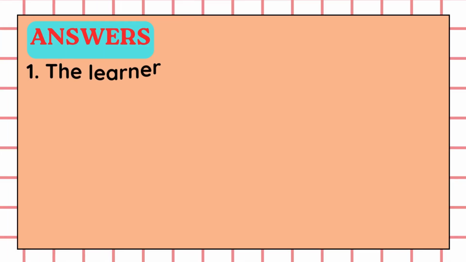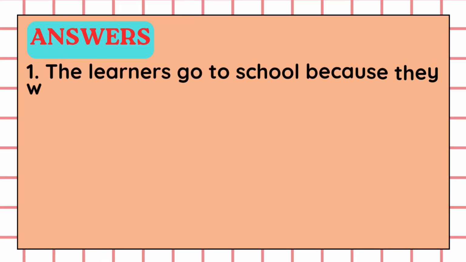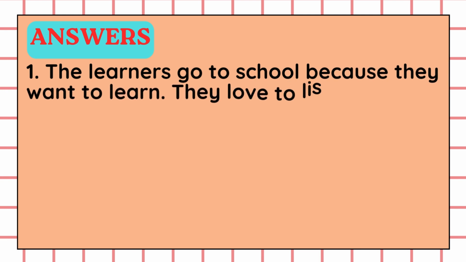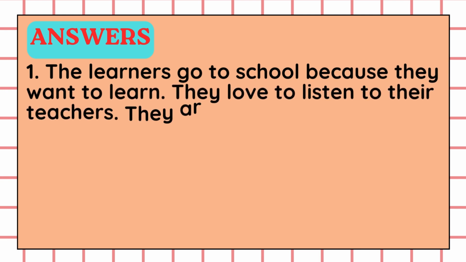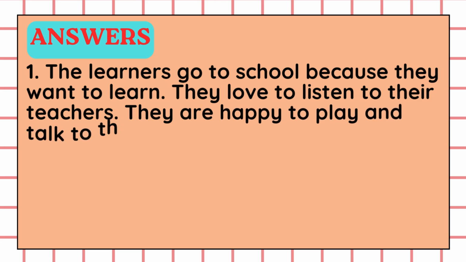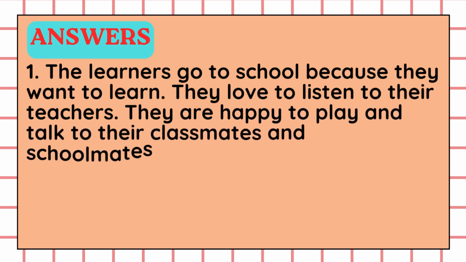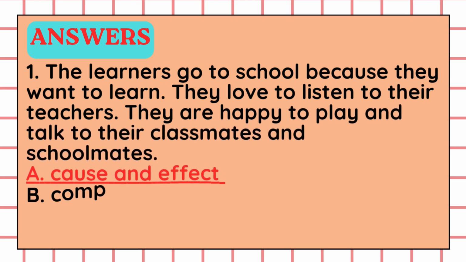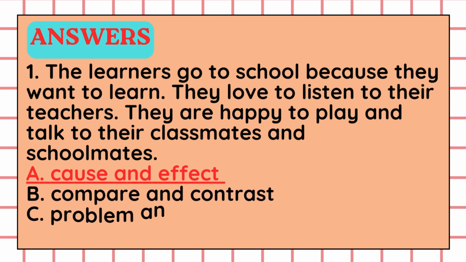Let's check your answers. 1. The learners go to school because they want to learn. They love to listen to their teachers. They are happy to play and talk to their classmates and schoolmates. A. Cause and effect. B. Compare and contrast. C. Problem and solution. Answer. A. Cause and effect.